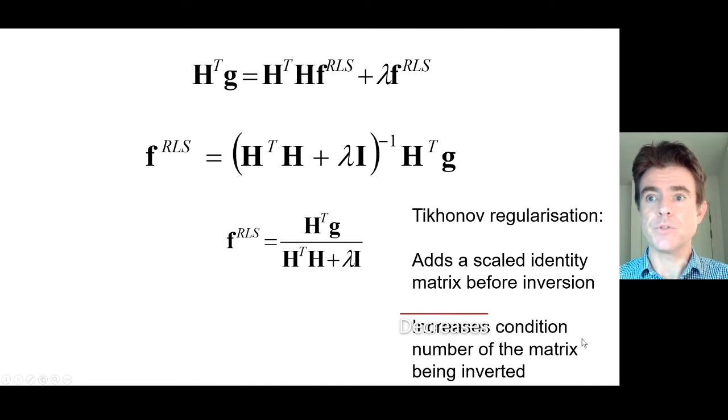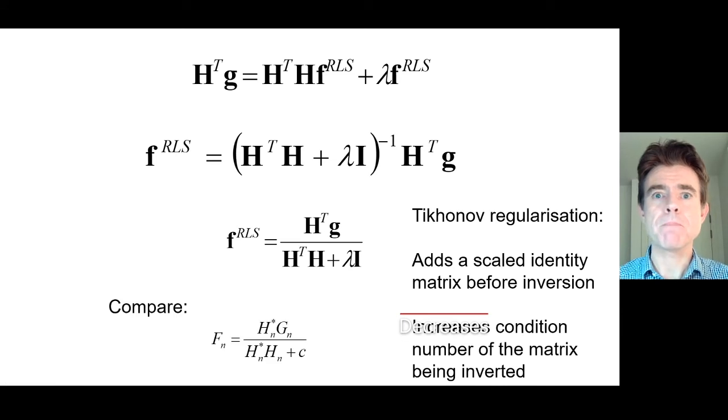Right, so let's move on to the next slide. I think what I meant there was that it decreases the condition number of the matrix being inverted. So I must correct that. And so as a point of comparison again, this compares in a very obvious way with the Tikhonov-based regularization for the direct Fourier approach.